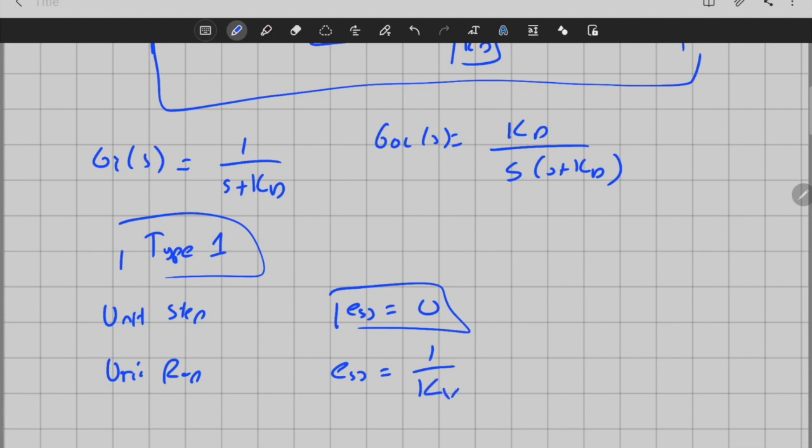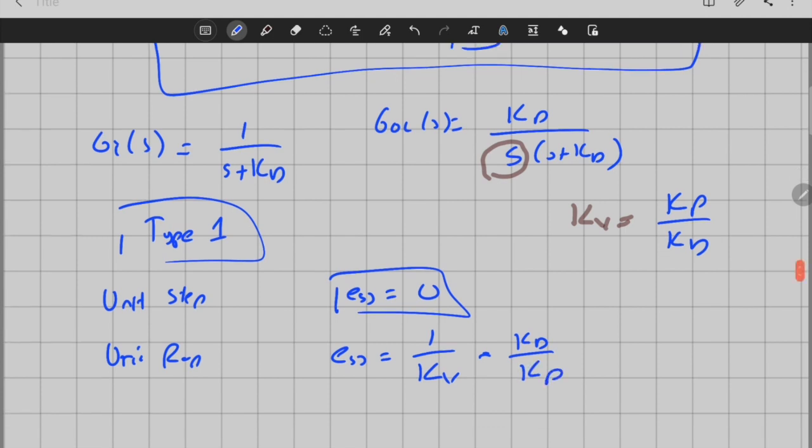What is kV? What we do is we isolate the integrator, and we compute the limit, or we replace S with 0 for the limiting part. So kV is equal to kP divided by kD. So steady state error is equal to kD divided by kP. So for this system, if my input is unit ramp, this is my steady state error.